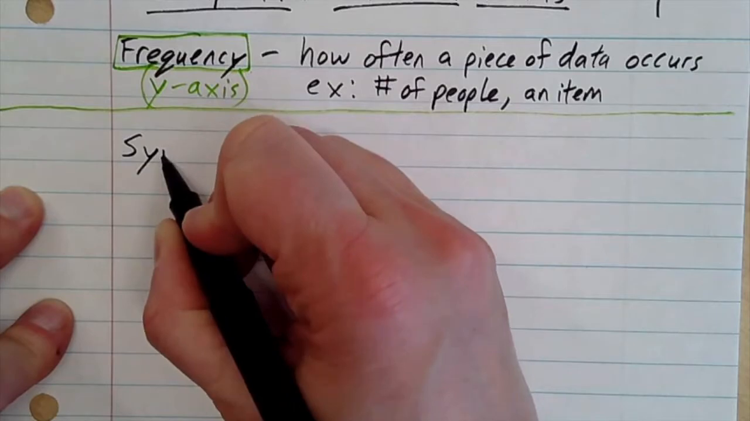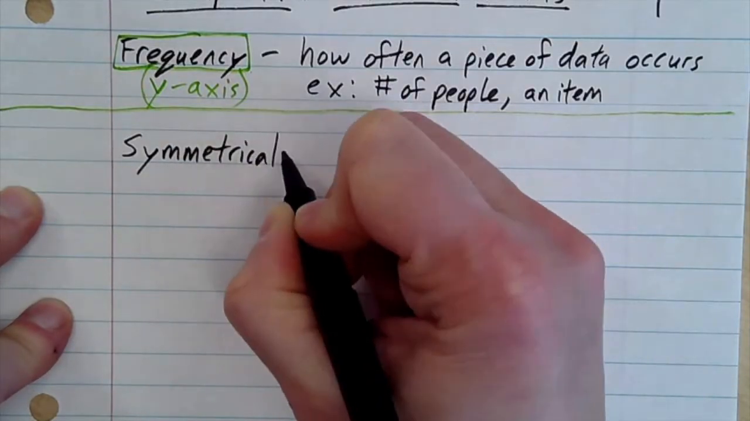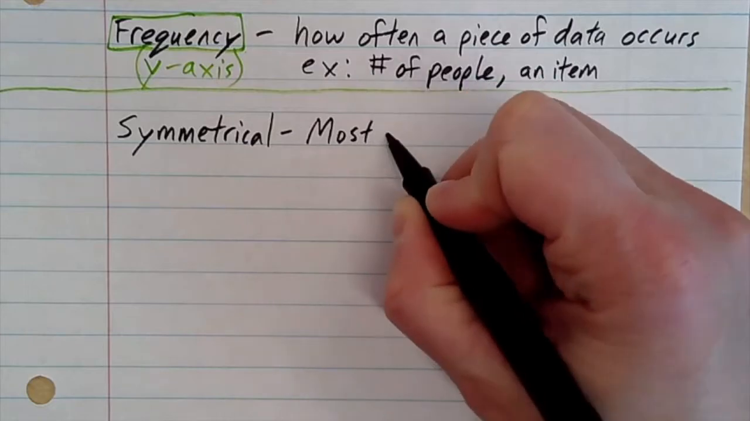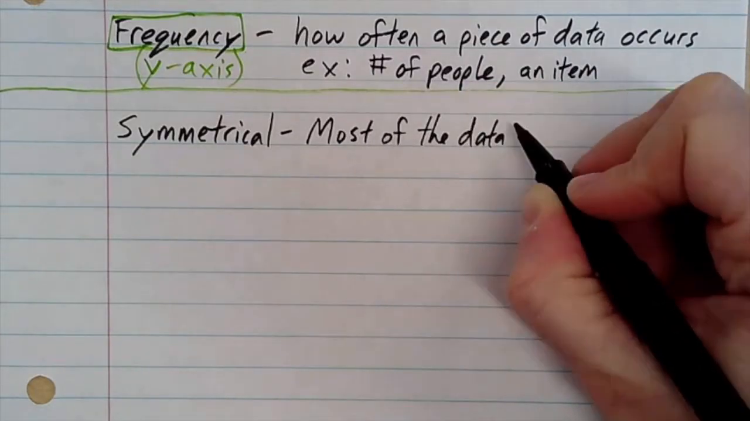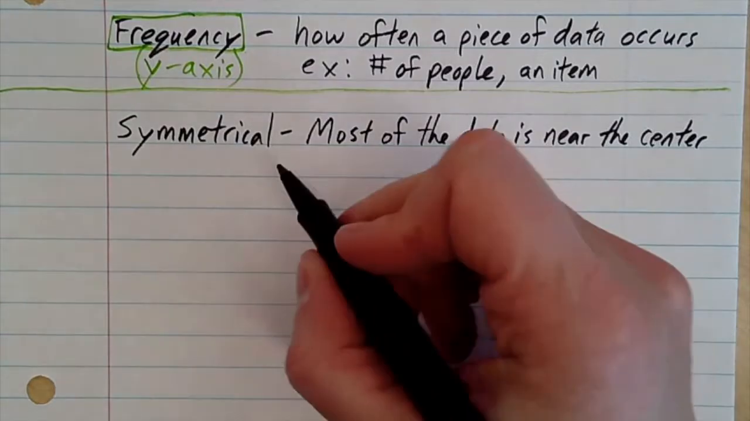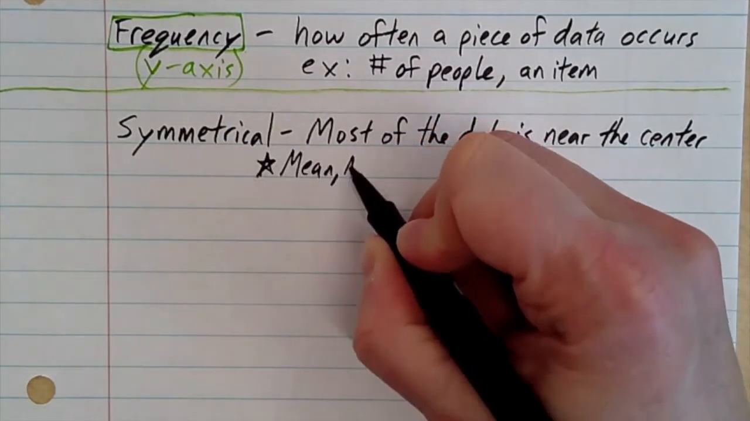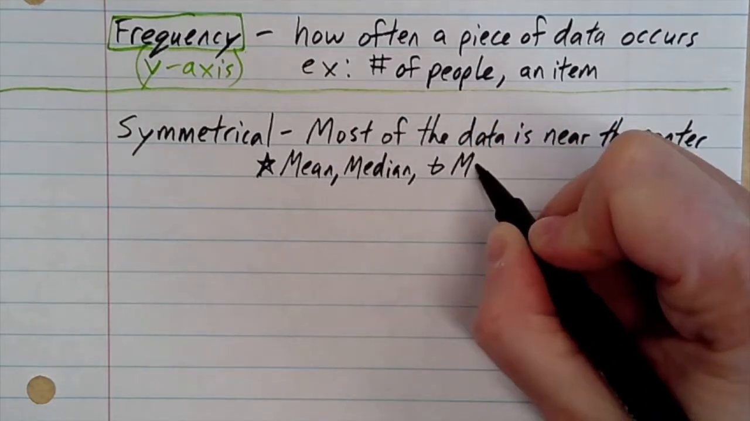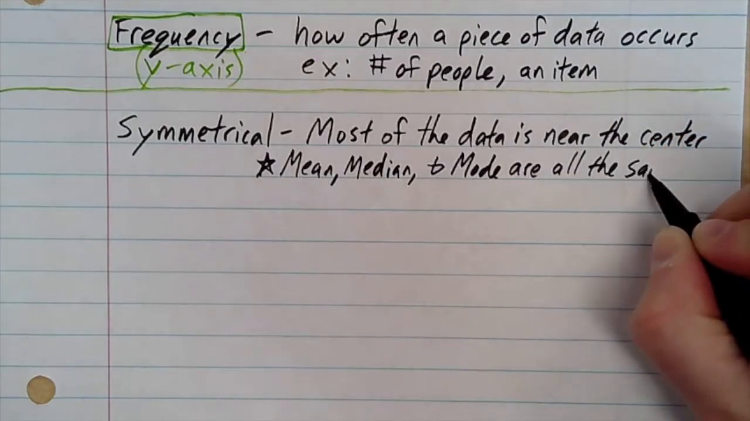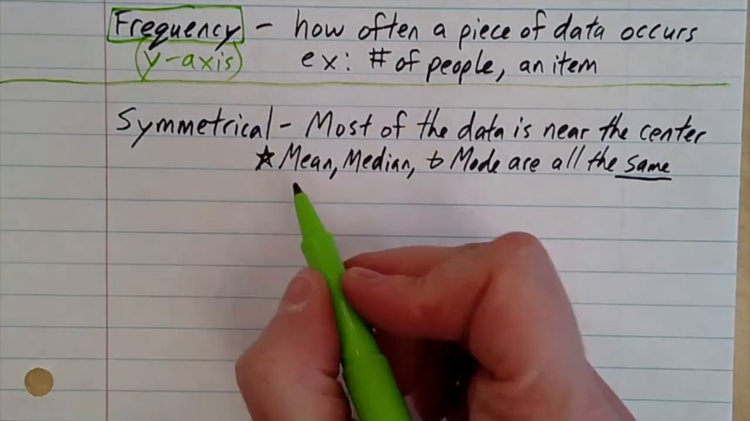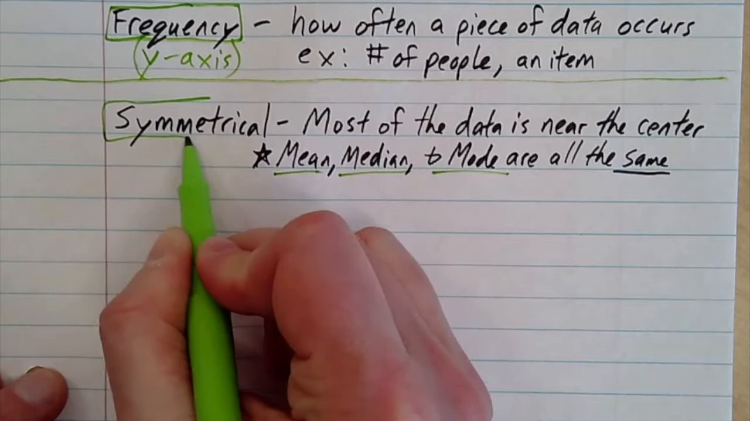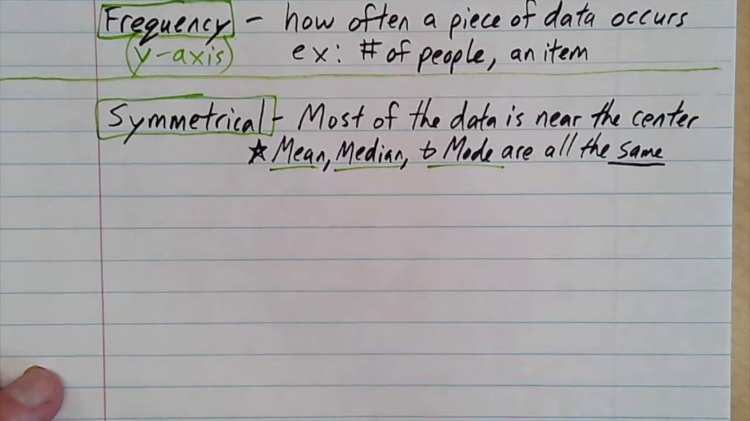Another term we had was symmetrical. Most of the data was found near the center. That's what makes it symmetrical. We put a star here and said the mean, the median, and the mode would all be the same. They would all be found in the center, so any one of those would be a good use of central tendency, if they ask you how you could measure the central tendency. So symmetrical, most of the data is in the center. The histogram example was symmetrical.